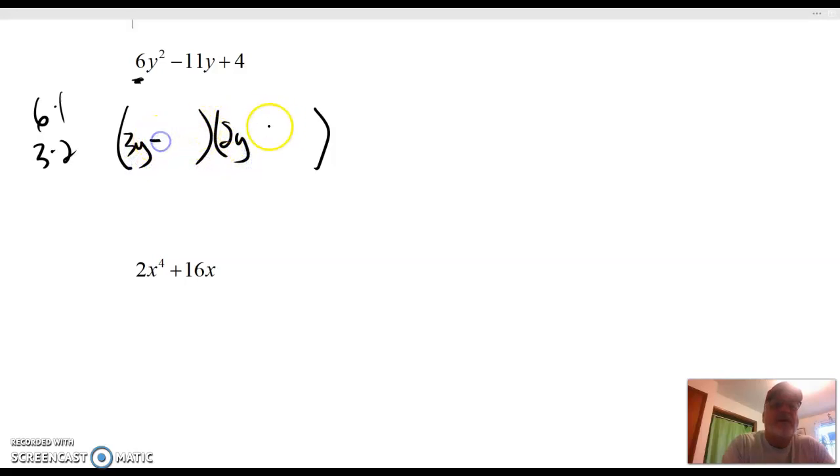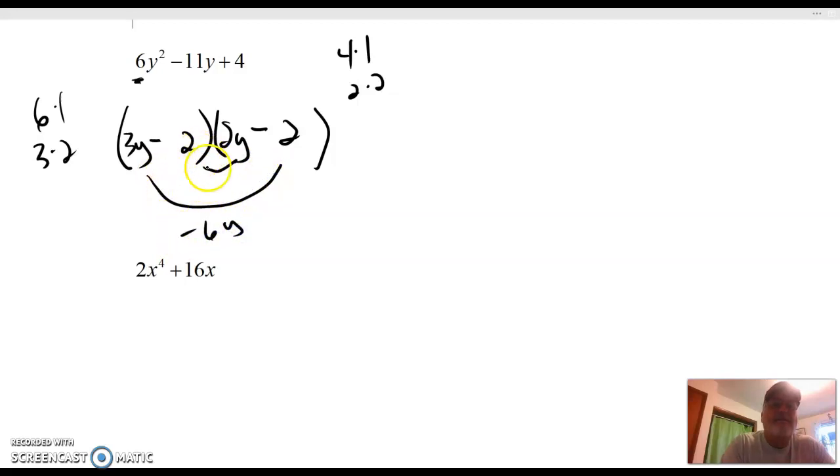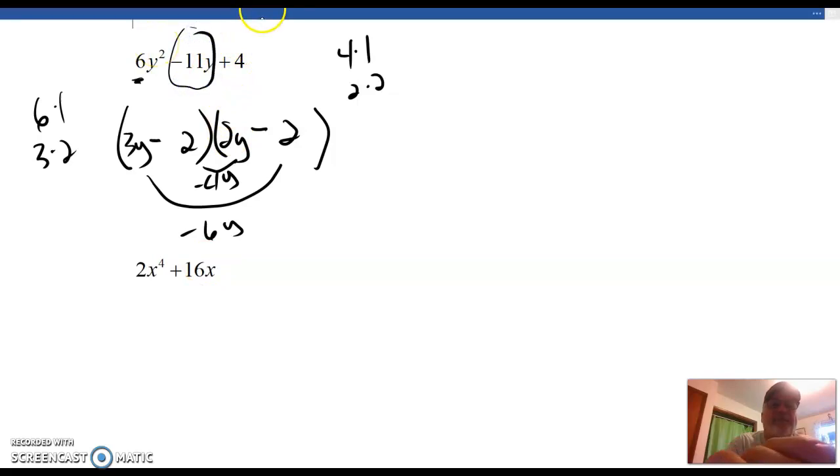I know these are both minuses. And over here I've got either 4 times 1 or 2 times 2. I'm going to try the 2 times 2 first. And then we have to check the outside and the inside. Outside gives me negative 6y. Inside gives me negative 4y, which does not add up to be a negative 11y.